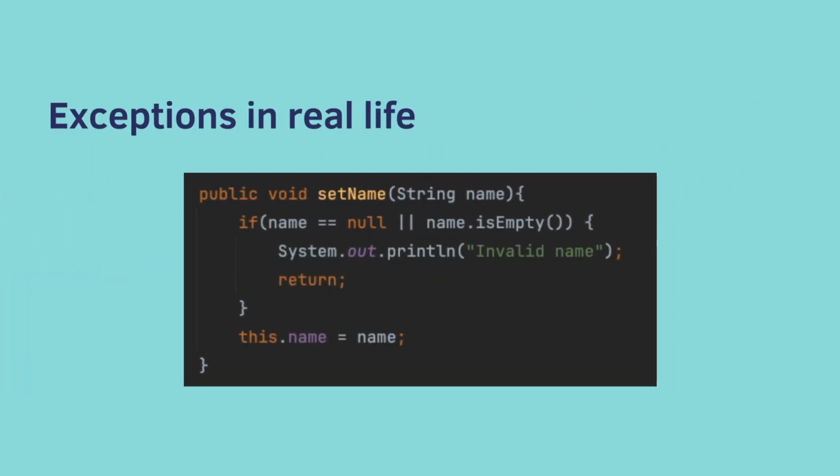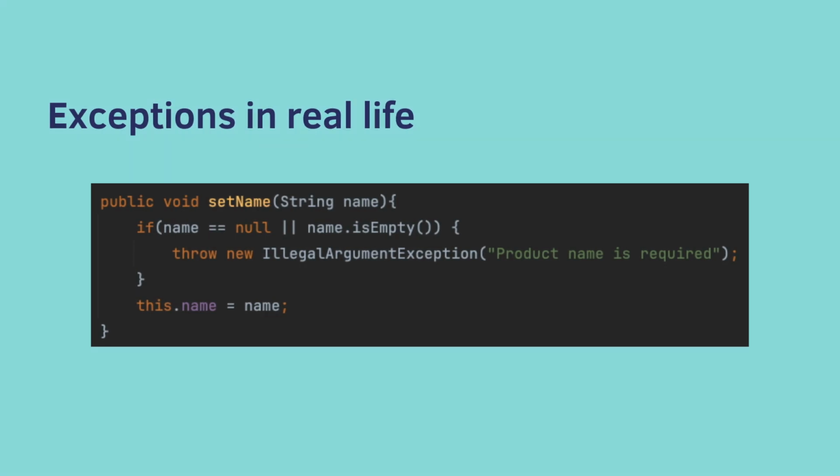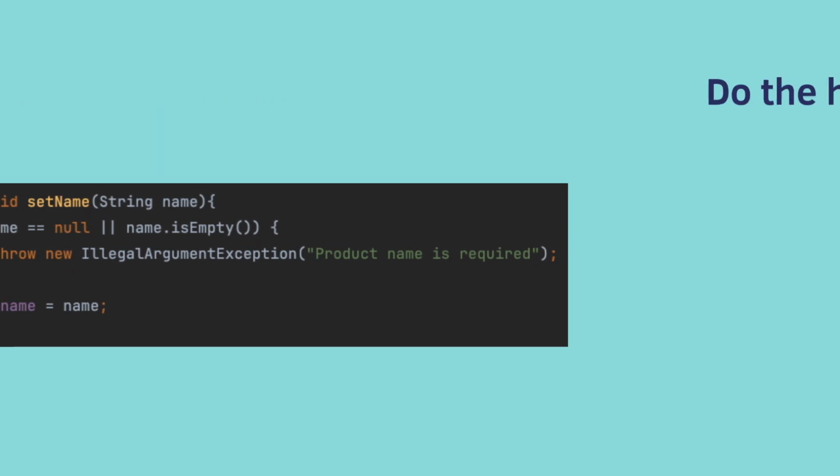And just to drive the point home, remember back in our product class, we did something like this. We said set name, and we said, well, if the name is null or empty, that's invalid. So at that point, we just printed out invalid, and we returned. Okay, that's fine, but a better way to do this would have been to throw a new illegal argument exception and saying the product name is required. And notice, you don't need the return keyword, because when you throw an exception, it automatically jumps out of the method for you. Anyway, that covers exceptions.